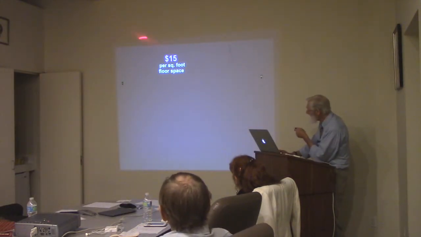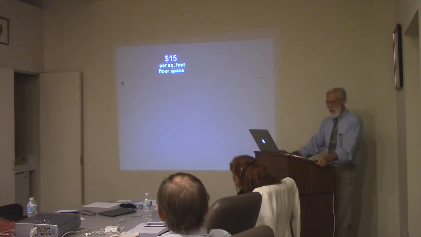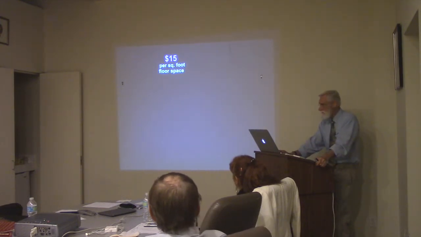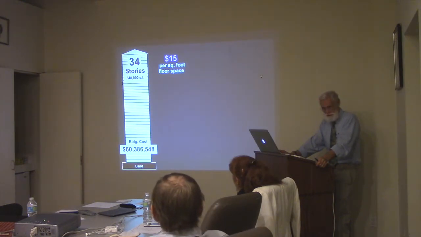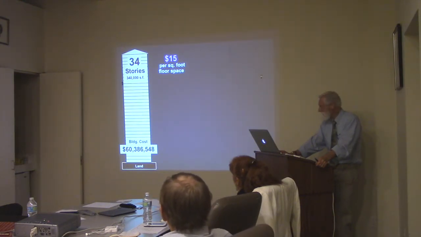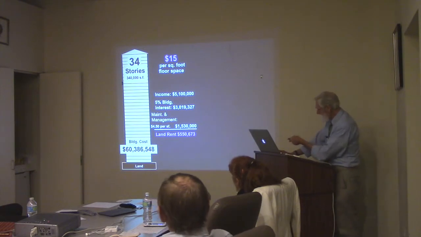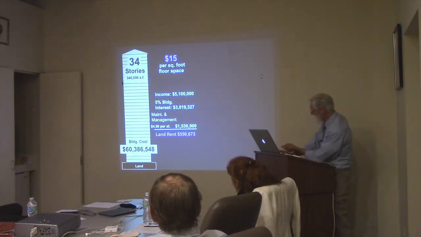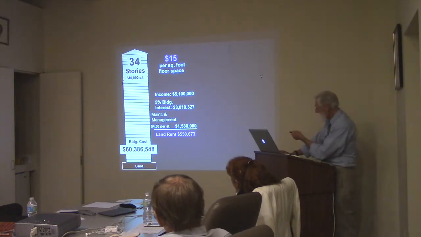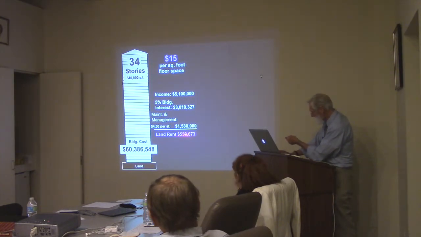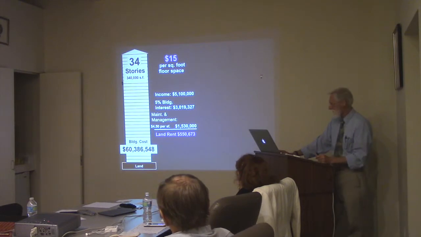But what about if I can go with $15? People are willing to pay me $15 a square foot. Now I've got 34 stories. Oh, that's pretty good, isn't it? And I go through the same drill. The building costs $60 million. I get $5,100,000 in income and so on. And I get $550,000 in land rent.